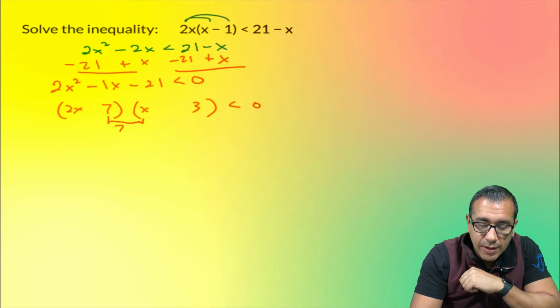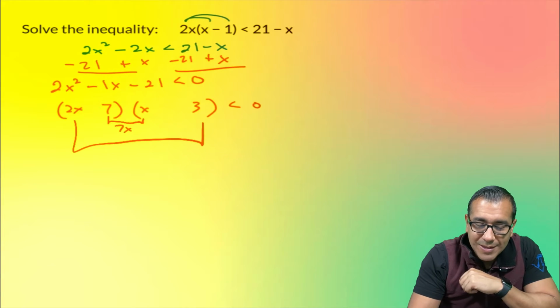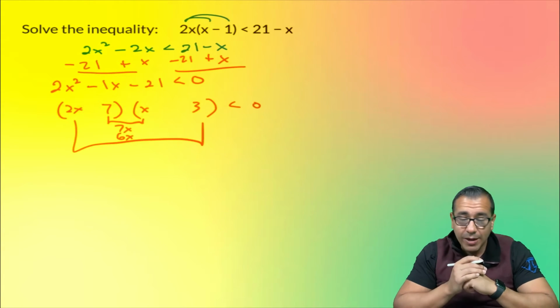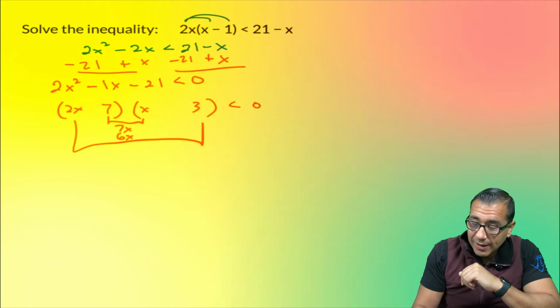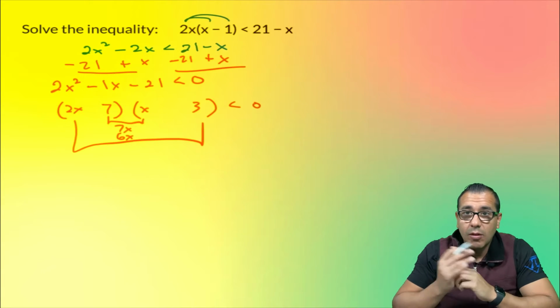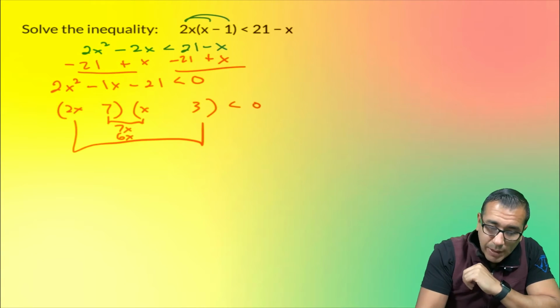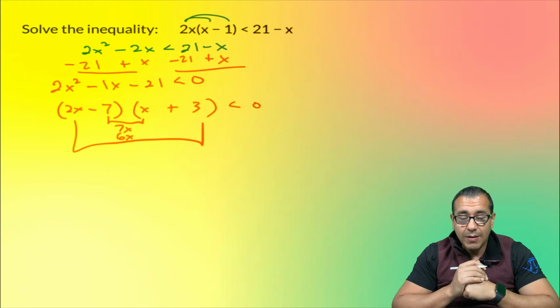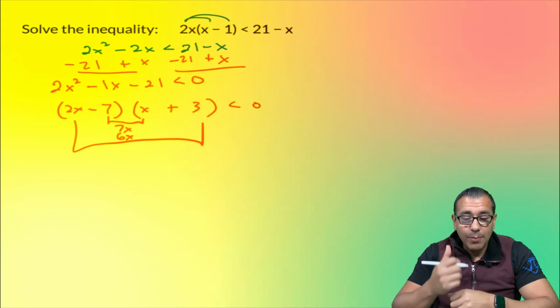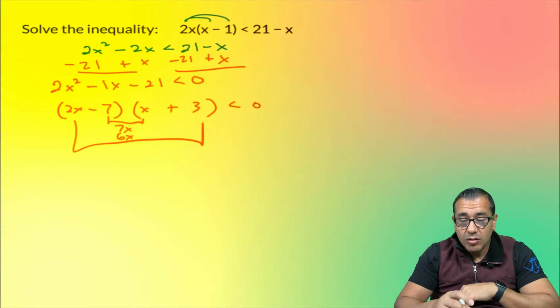So we have 7x, and then we got 6x, right? Is there some way that I could get a -1x? Well, absolutely. That's if we make the 7 negative and the 6 positive. All right, so those values right there work out perfectly. So those are my factors.